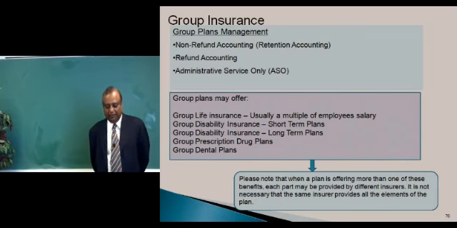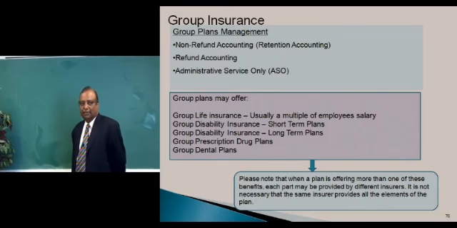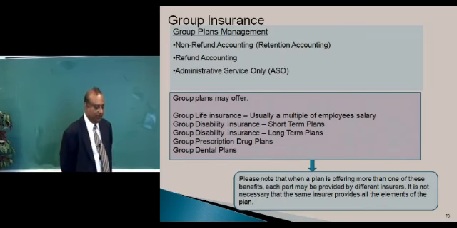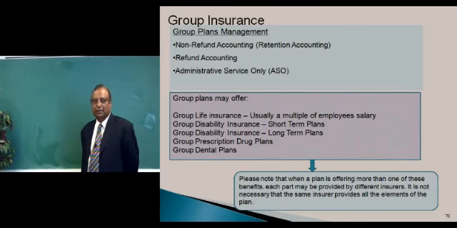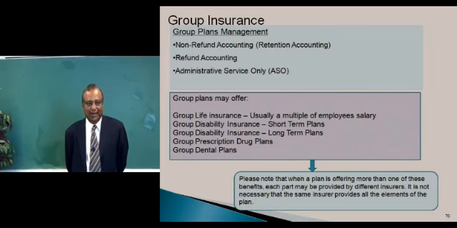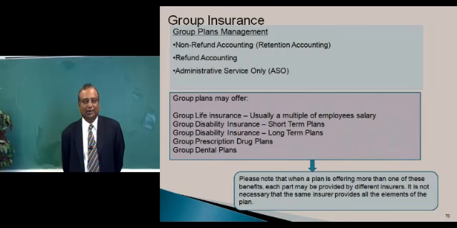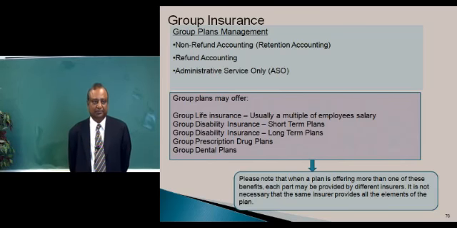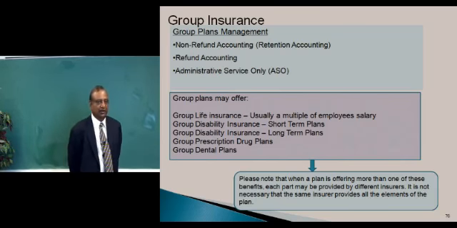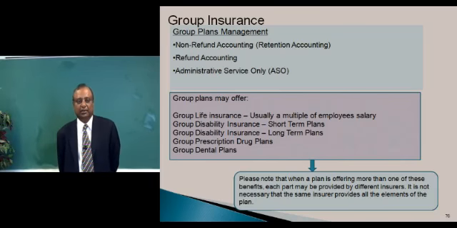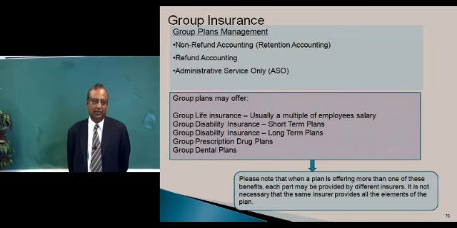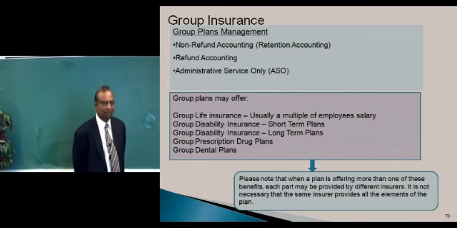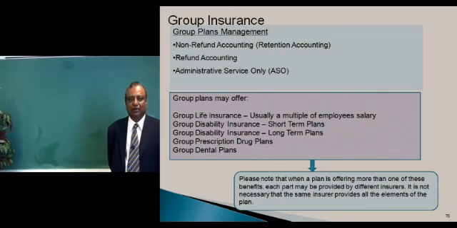Now, group plans are managed as either a non-refund accounting or a refund accounting system. In non-refund, or retention, accounting, if the estimated premium is more than the actual at the end of the year, the excess money is not refunded, it is retained by the insurer. In the refund accounting system, any excess premium collected is refunded to the employer. It's something like the participating and non-participating policies that we discussed for whole life.